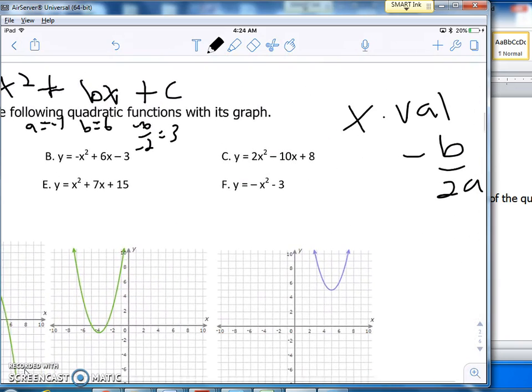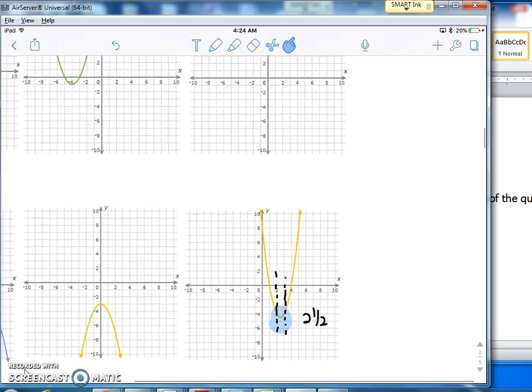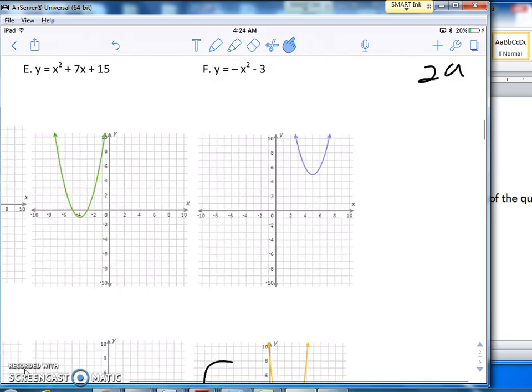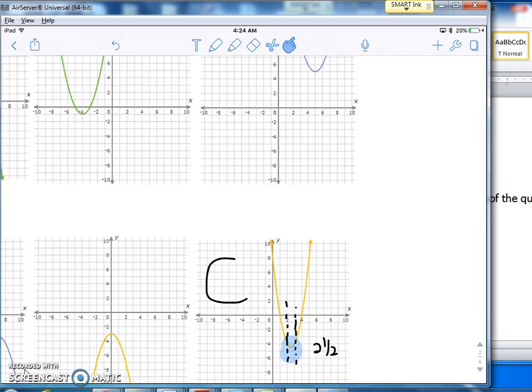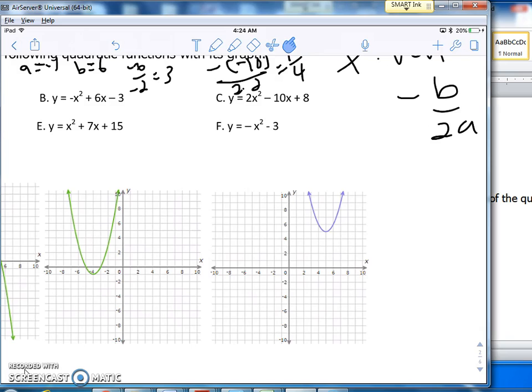Let's look at C. The opposite of -10 over 2a, which is 2 times 2, so 10 over 4, which is 2.5. It seems like we found that one, didn't we? So the x value of the vertex is going to be 2.5. It looks like it's right there. We could find the y value, and that would be a fraction as well. You also notice that it's going up, the U is going up, and that it's a little narrower, and that too is what makes it narrower.